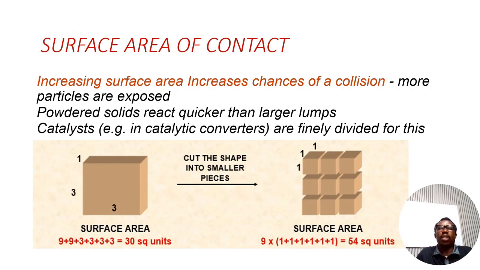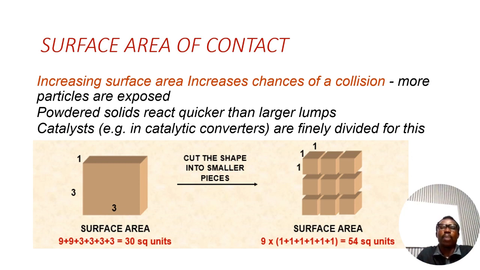So I want to look at the surface area of contact. How surface area of contact can increase the chance of collision of reactant particles, also increasing the rate of reaction. So increasing surface area increases chances of collisions, so more particles are exposed. So it can increase the rate of a chemical reaction. Powder solids react quicker than larger lumps. Powder solids have a large surface area of contact, so there's going to be increased chances of collision.